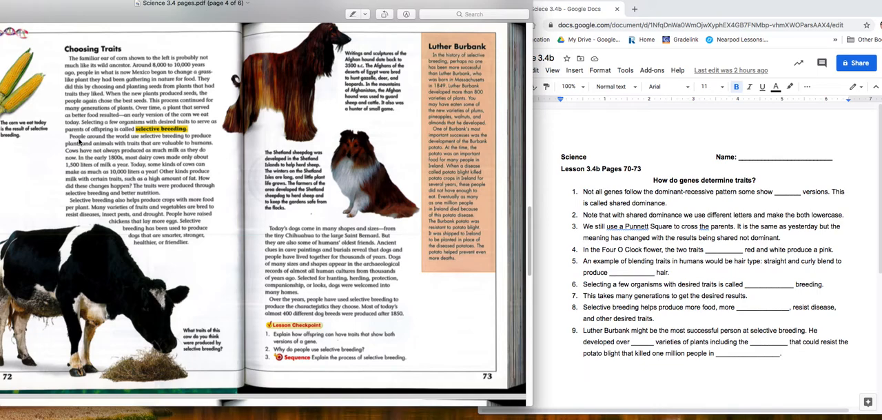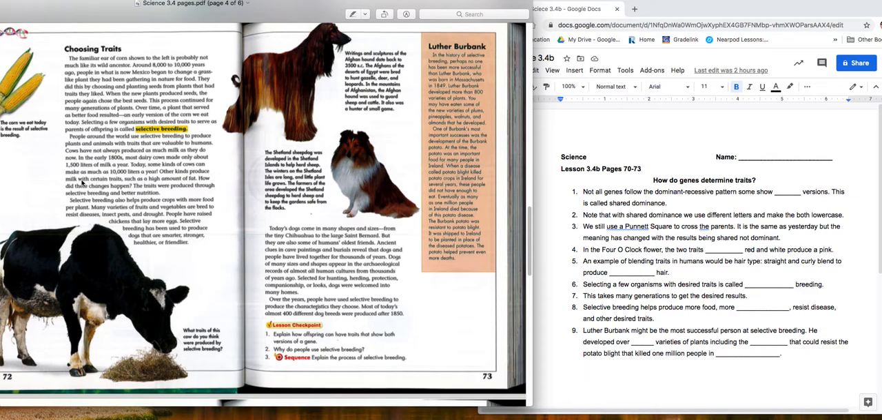All right, let's talk about why we do selective breeding. People around the world use selective breeding to produce plants and animals with the traits that are valuable to humans. Cows have not always produced as much milk as they do now. In the early 1800s, most dairy cows made only about 1,500 liters of milk a year. Today, some kinds of cows can make as many as 10,000 liters a year. So you can just see the amount of increase, guys. That's more than 6 times the amount. It's almost 7 times the amount. Now think of that as a farmer. I've all of a sudden getting paid 7 times the amount. That's why we do selective breeding.